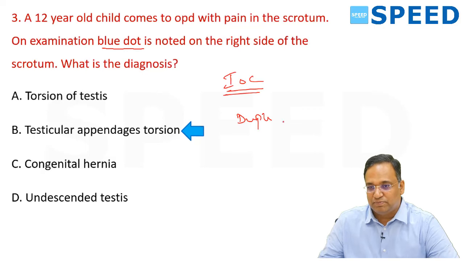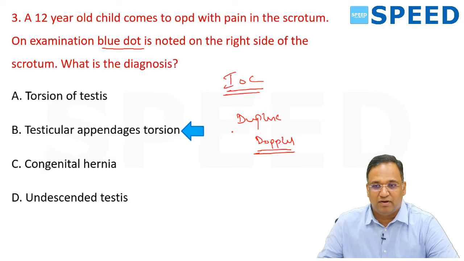So, you should know that it is a duplex Doppler that will tell you what is the pathology. Is there a vascular compromise? Is the testicular artery involved? And is there gangrene setting into the testis? All that will be said.